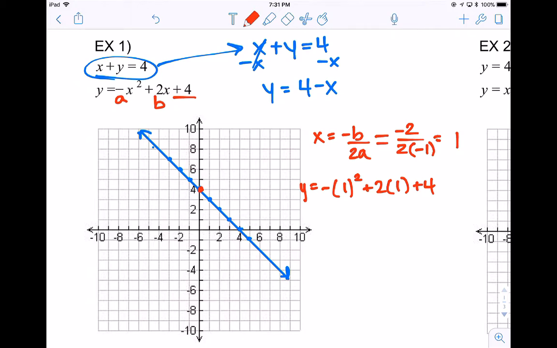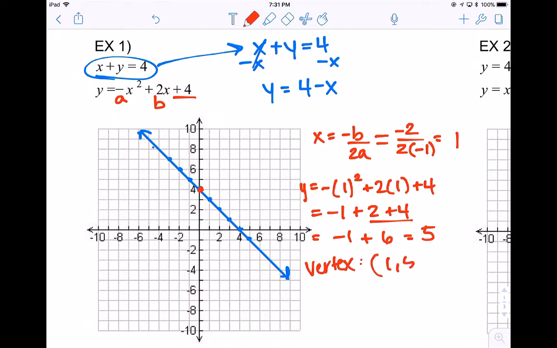Y equals all that. Following our PEMDAS steps, we're going to square that 1 first and then apply the negative, so that's going to give us negative 1. 2 times 1 is 2, plus 4. 4 plus 2 gives us 6, so negative 1 plus 6 is 5. That gives us that our vertex is at the point 1, 5. So we can go ahead and plot that.